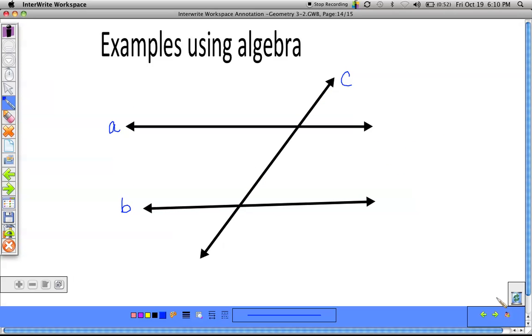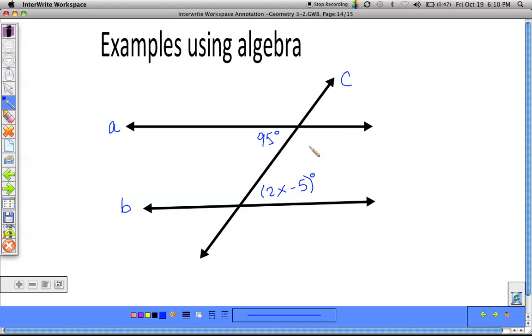All right, let's try one more example here. Let's do one where we have alternate interior angles. So let's make this 95 degrees. It's obviously not drawn to scale, sorry about that. And we'll make this one 2x minus 5 degrees.